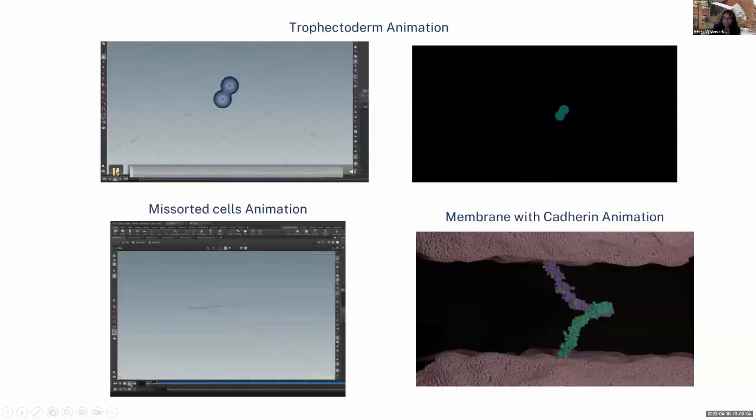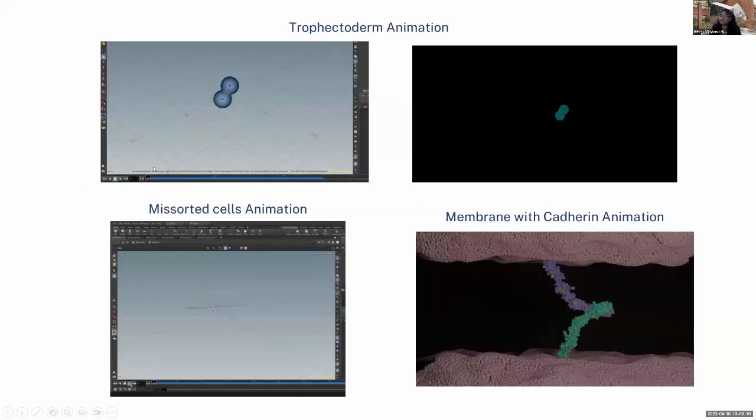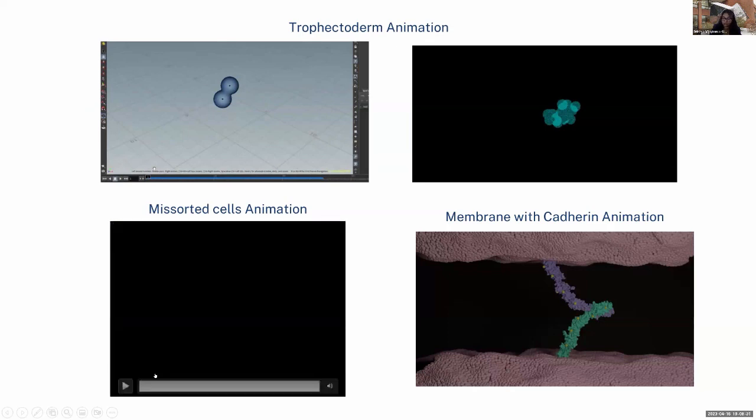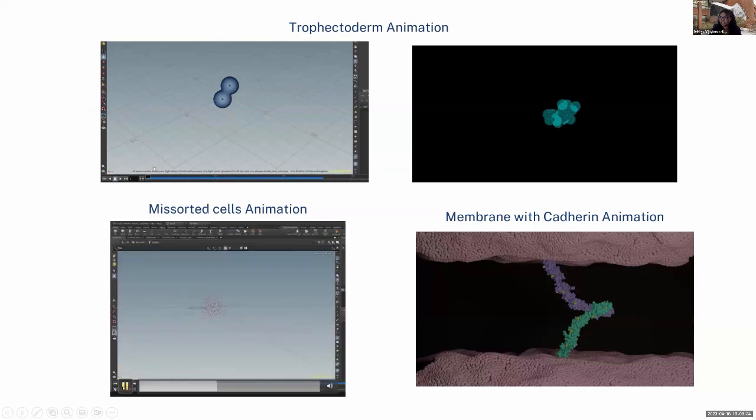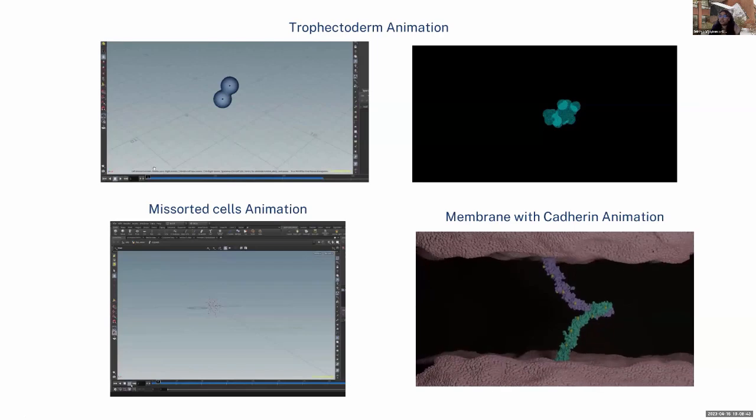And here is the trophectoderm cells dividing, and this is the rendered version of the trophectoderm cells. In the bottom left that you can see, this is the mis-sorting cells in cadherin knockout models that I wanted to show, which is a work in progress. It's still in the particle division phase. And this is the membrane structure that will be incorporated in the animation after I finish the better rendered versions of the cell division from Houdini.